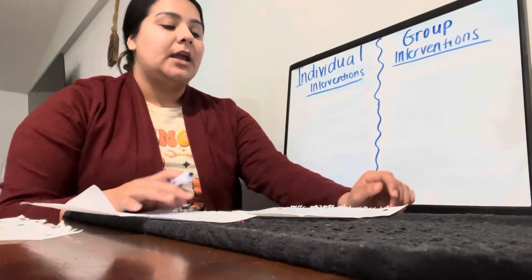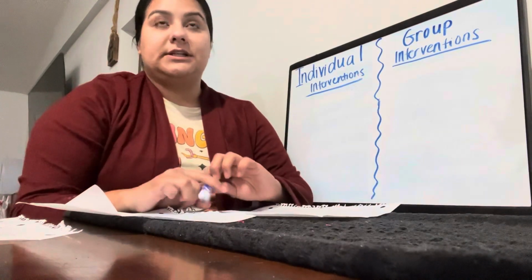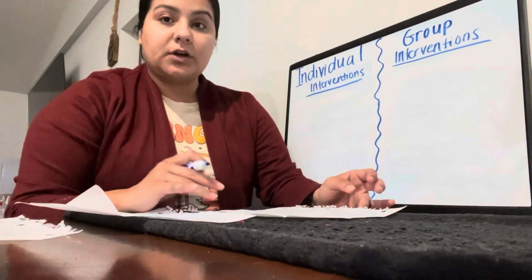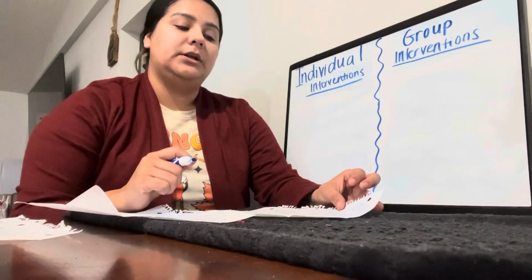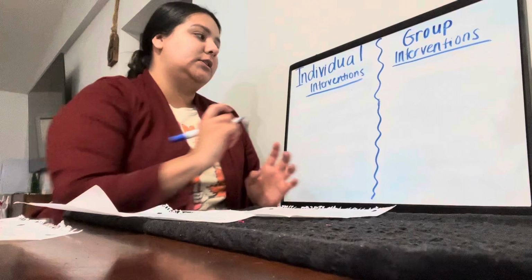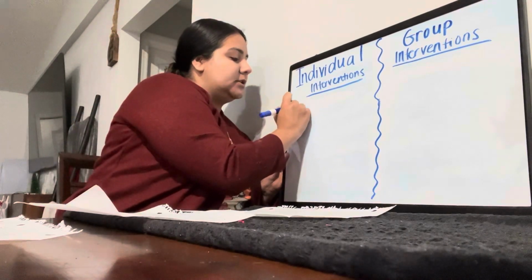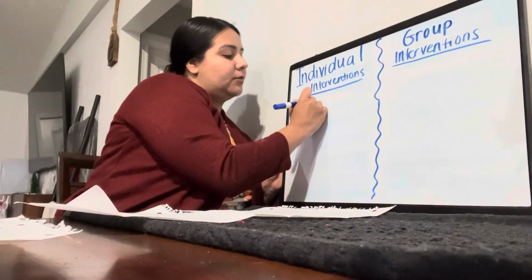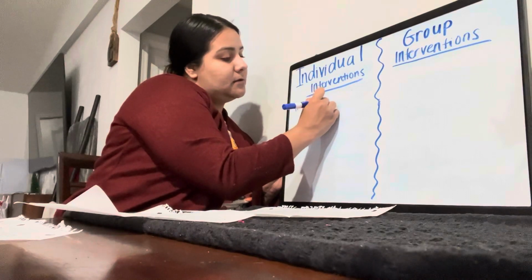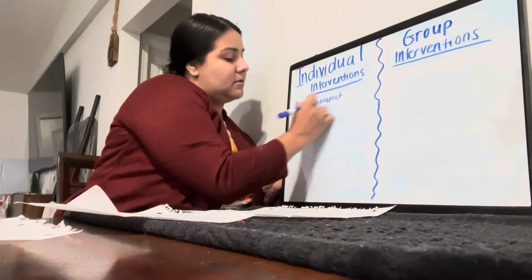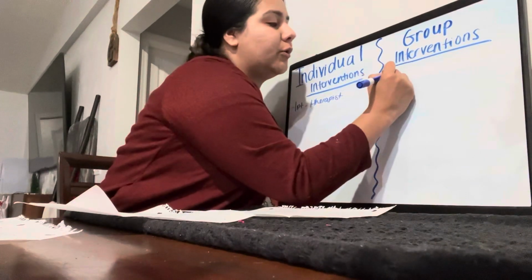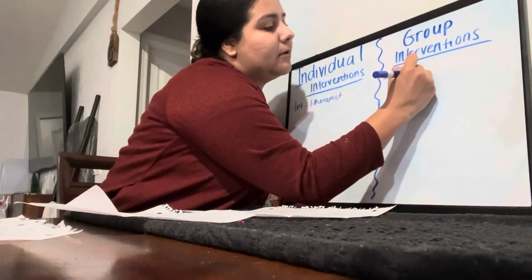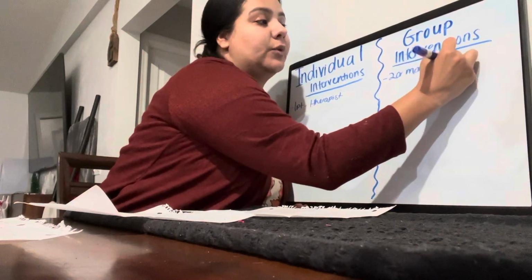Today I'm going to be presenting on individual interventions and group interventions and the difference. So usually your typical session is an individual session for occupational therapy. An individual session is one patient and one therapist. And your group will always be two or more and one therapist.